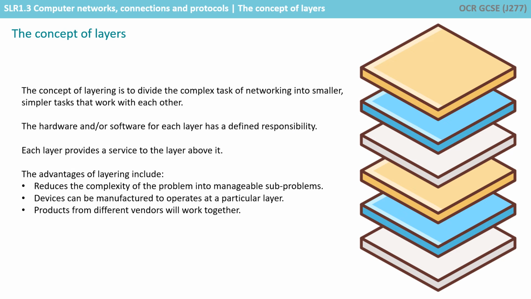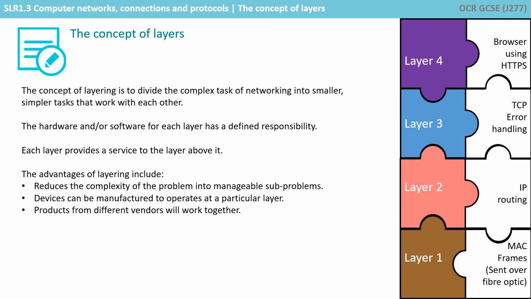The point I'm trying to make here is that transferring data between 2 points on a wide area network or indeed on a local area network is a very complex operation and we need a way of simplifying it. The concept of layers is about taking a very difficult problem and dividing it down into smaller sub-problems. In the case of networking, this reduces the complexity of the problem into manageable sub-problems. It means that devices can be manufactured to operate at a particular layer, and products from different vendors will simply work together quite happily.